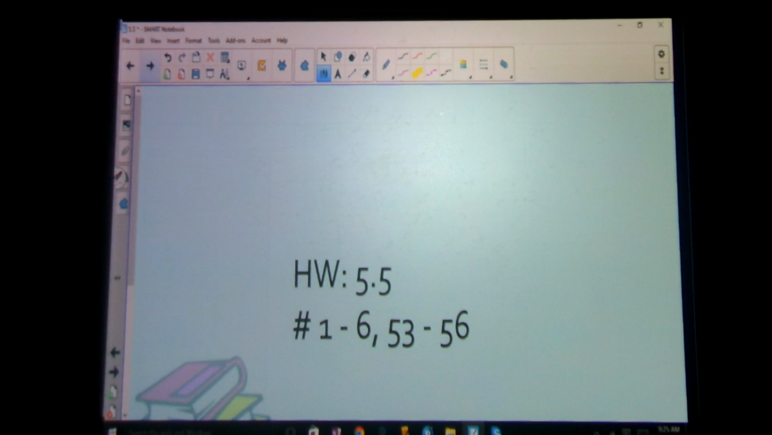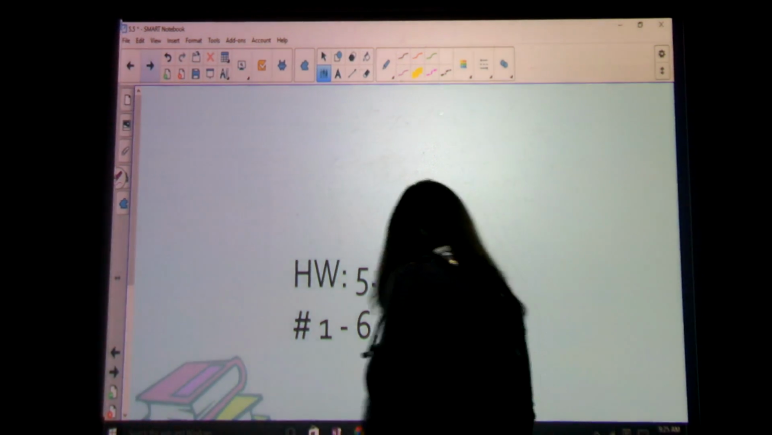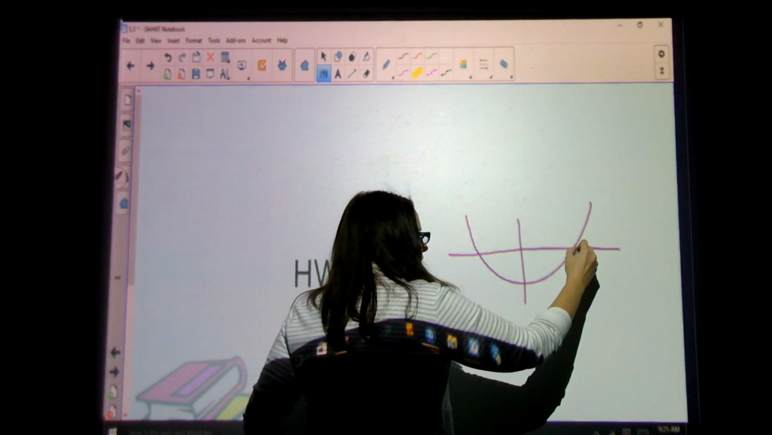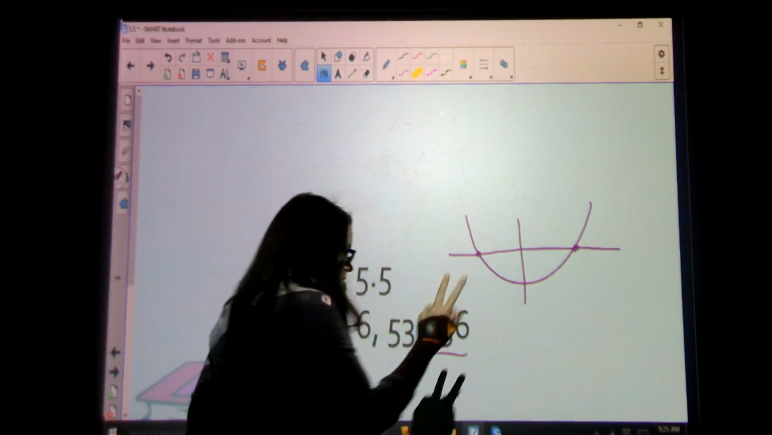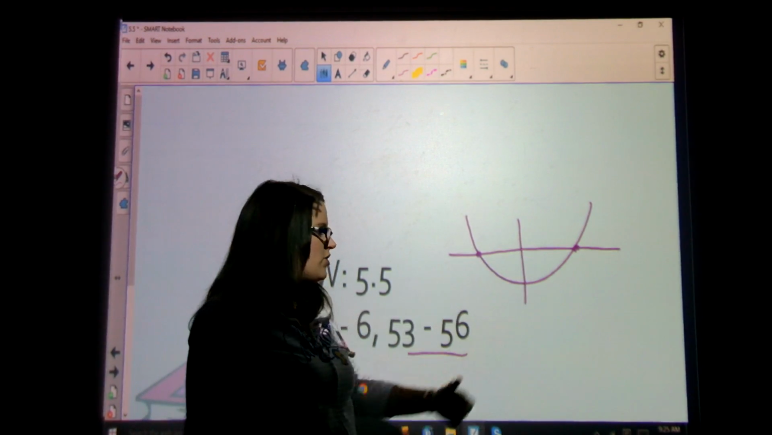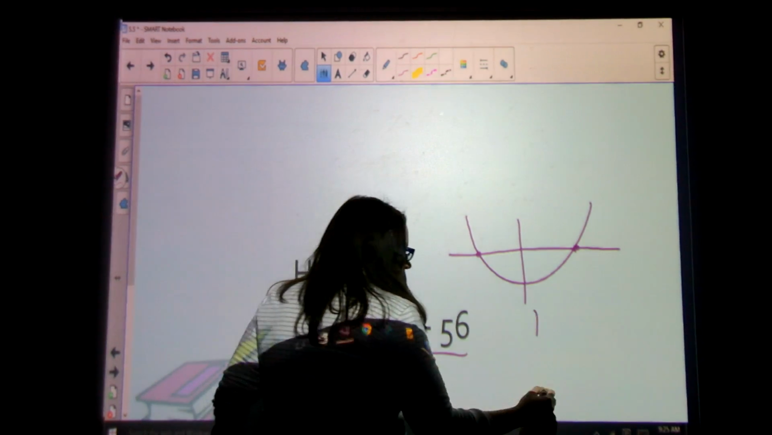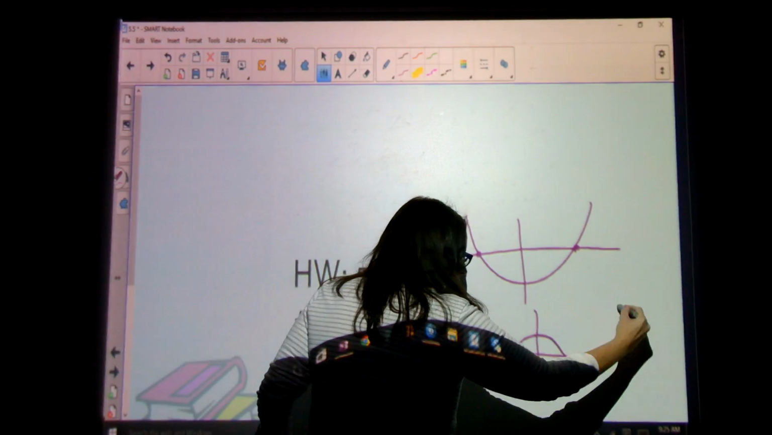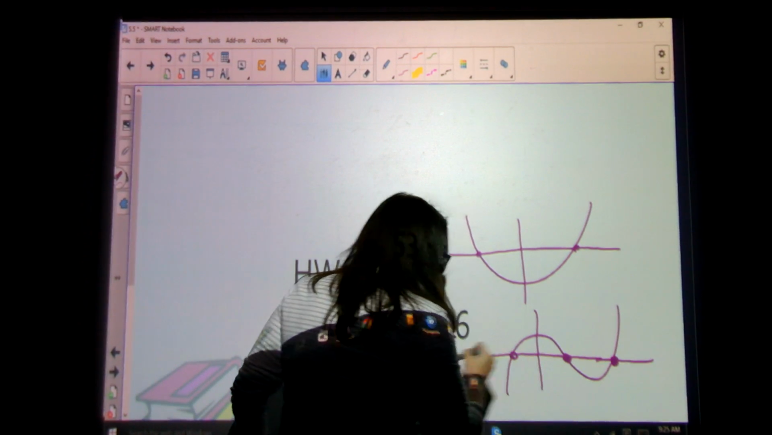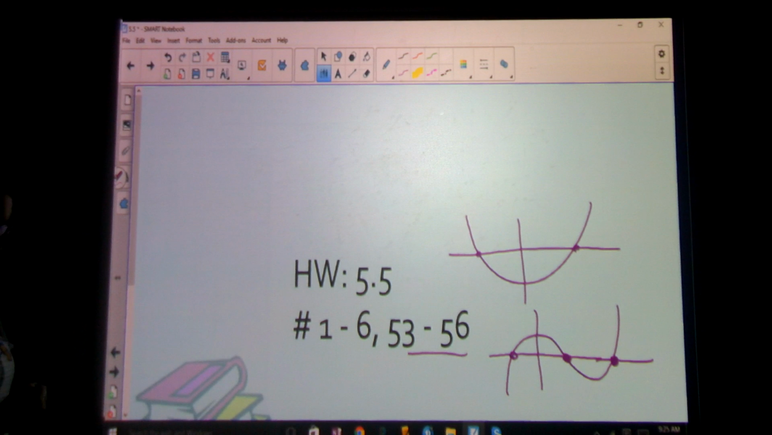Alright, so homework 2.9 is 5.5, 1 through 6, 53 through 56. I want to emphasize that these are Newton's method, right here. Now, if you have a function that hits twice, two things. If it's symmetrical, please only find one, and then just use plus or minus your answer so you're not doing extra work. But if it's not symmetrical, you have to use Newton's method on this, and on this. So there would be 3 different answers there, and 3 different sets of your guesses.